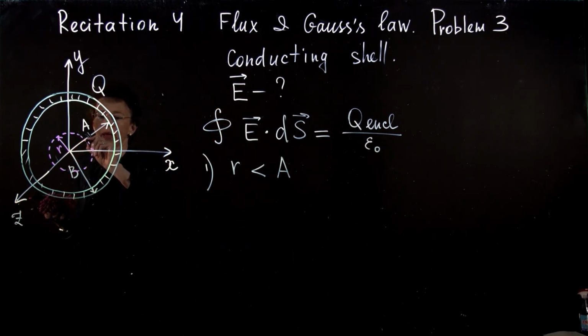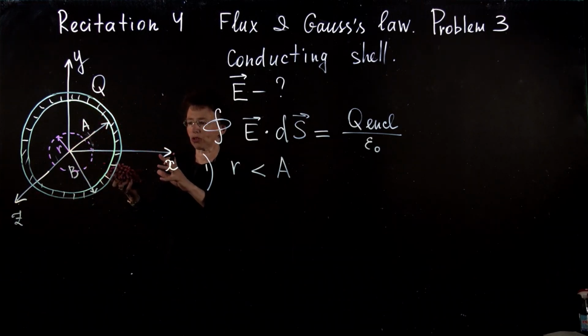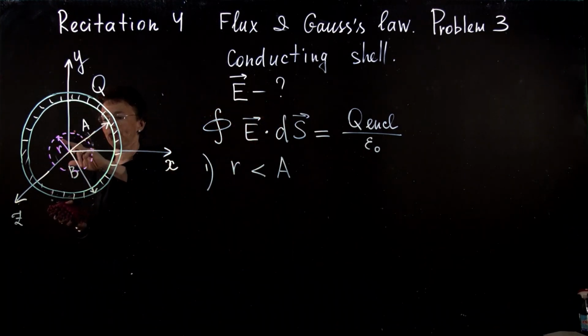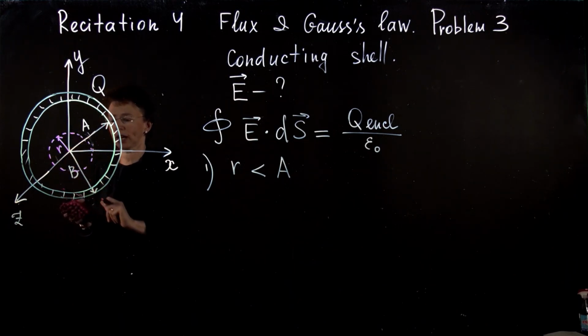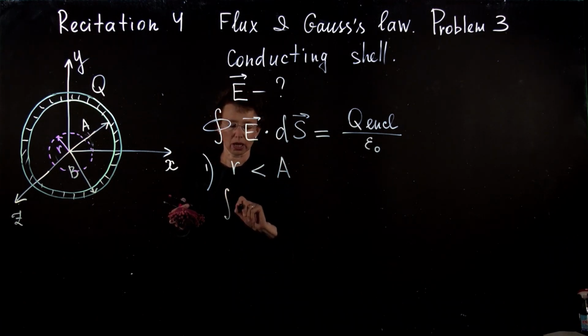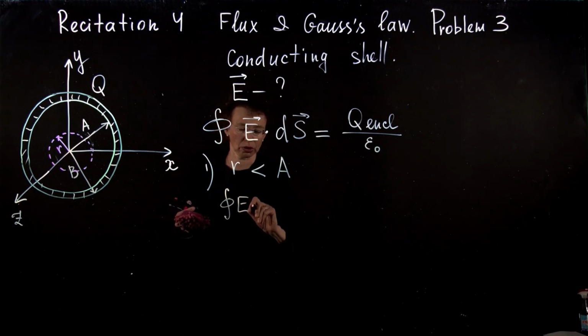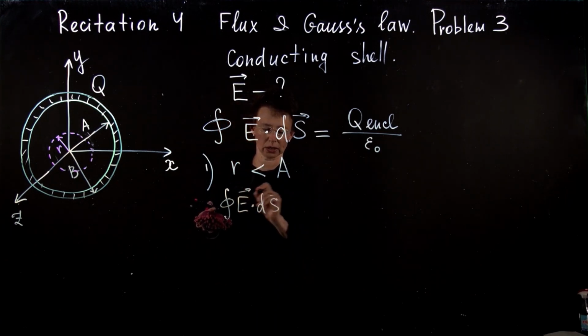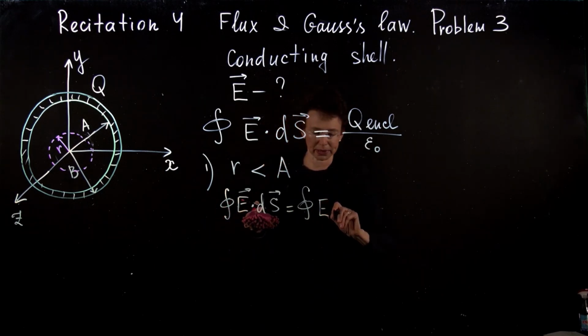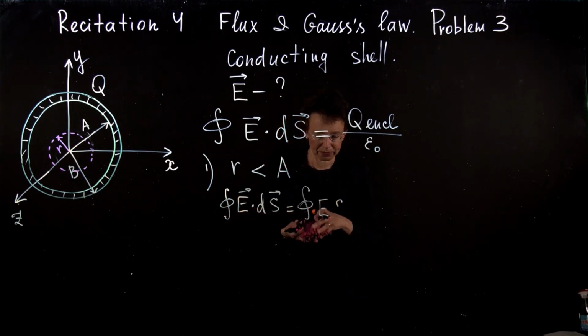Now, from symmetry, we understand that the electric field is in the radial direction. ds for this sphere is also in the radial direction, perpendicular to the surface. So the integral of E dot ds is just the integral of E times ds.